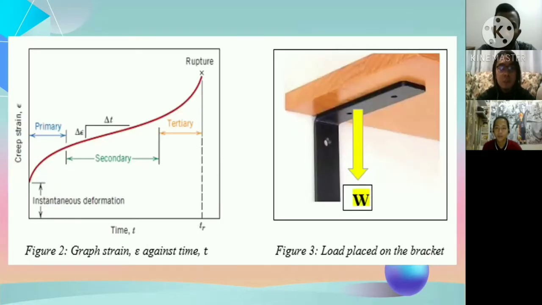Okay, thank you, Mr. Muawidza, for that explanation. Now that we know the example of creep, which is the L-shaped bracket, I would like to invite our other panel, Mr. Jaya Raj, to give some description on how creep will act on the bracket.